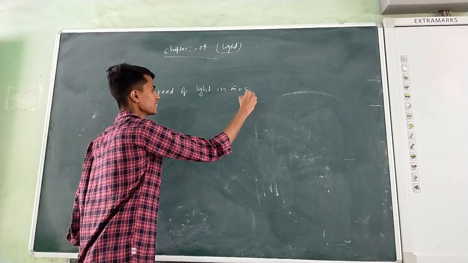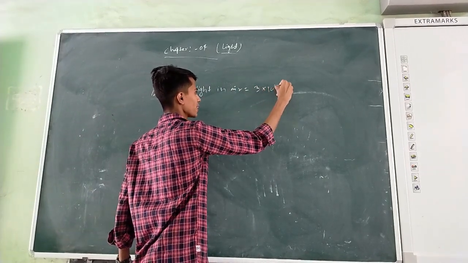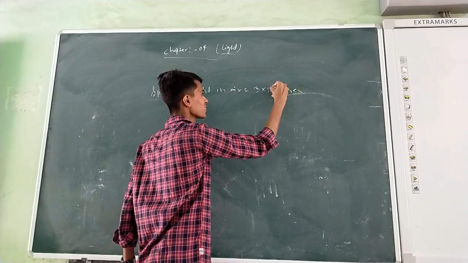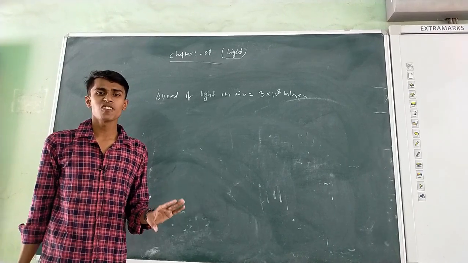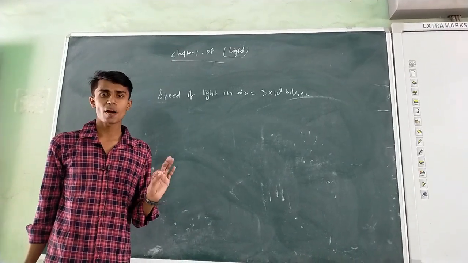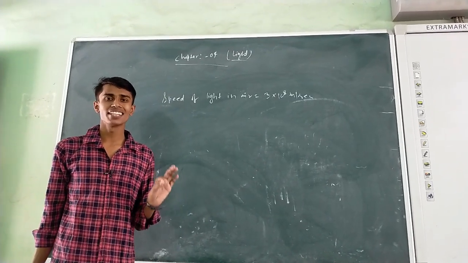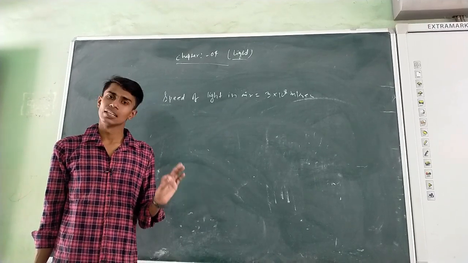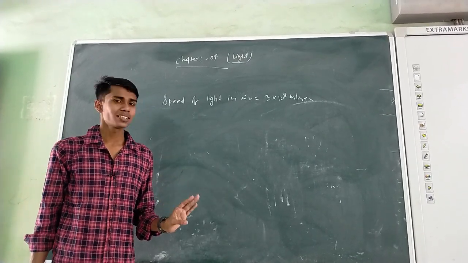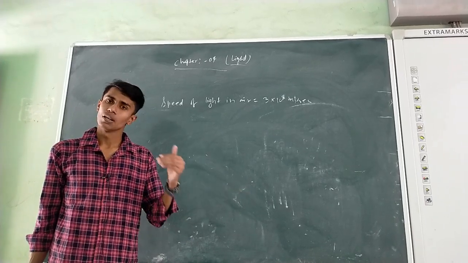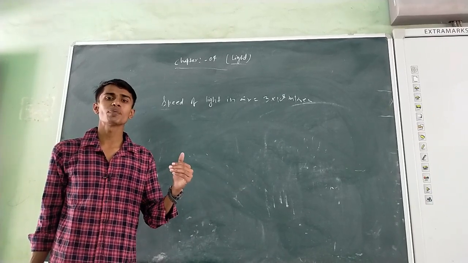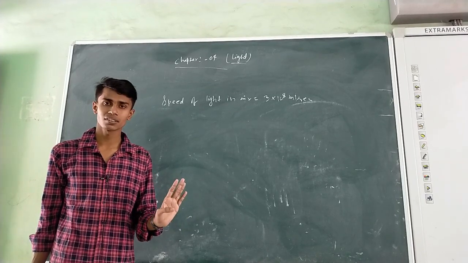The speed of light in air is 3 into 10 to the power 8 meter per second, which is the maximum speed of light in any medium. Now, in water, the speed of light is 2.25 into 10 to the power 8 meter per second, and in glass, it is 2 into 10 to the power 8 meter per second. The point is quite clear. The speed of light changes with medium. The speed of light is maximum in air, where it is equal to 3 into 10 to the power 8 meter per second. Yes or not?